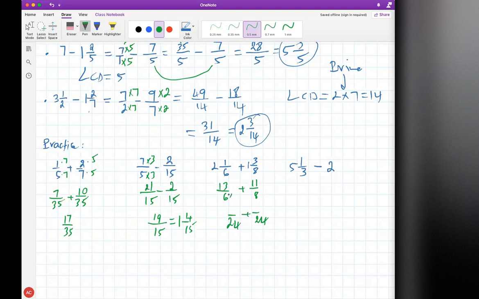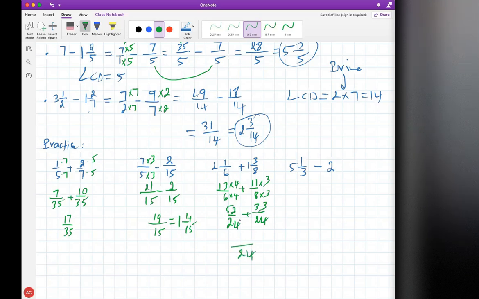So we're going to times this by 4, and here by 3. 8 times 3 is 24. 11 times 3 is 33. And over here, 13 times 4 is 52, because we timesed by 4.